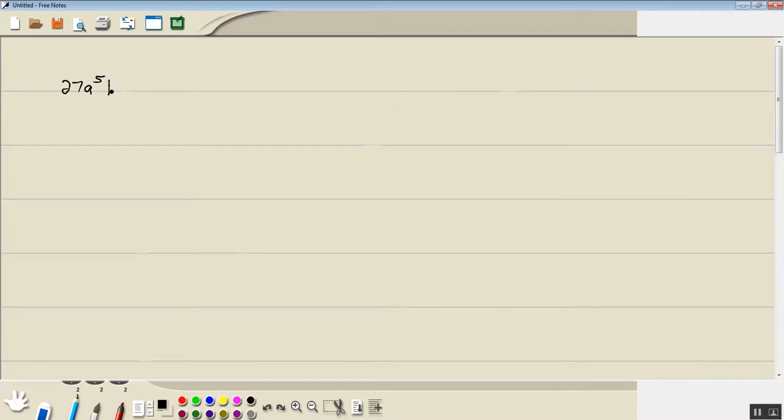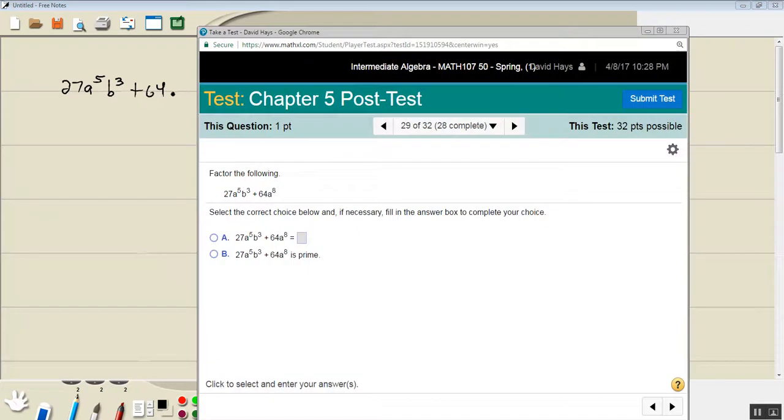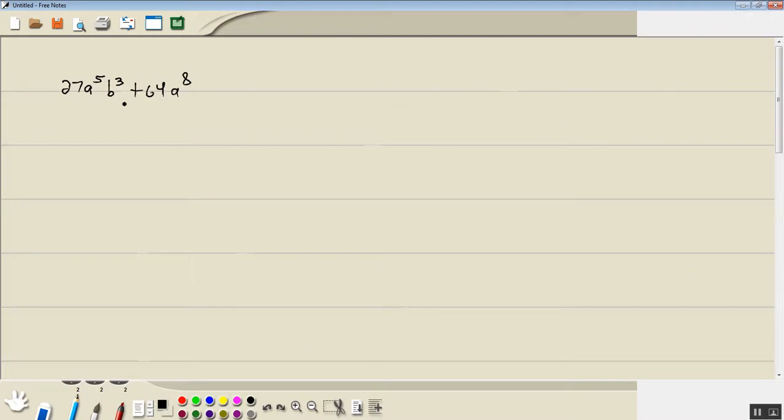27 a to the 5th, b to the 3rd, plus 64 a to the 8th. Factor the following. Okay, GCF. What do they have in common? Looks like they have an a to the 5th in common. And that gives us 27 b to the 3rd plus 64 a to the 3rd. Remember, if they both have a to a power, you bring out one of the smallest exponents. That's why we bring out a to the 5th. Here we had 8 a's. I took 5 away, so there's 3 a's left. Now this is a sum of 2 cubes.